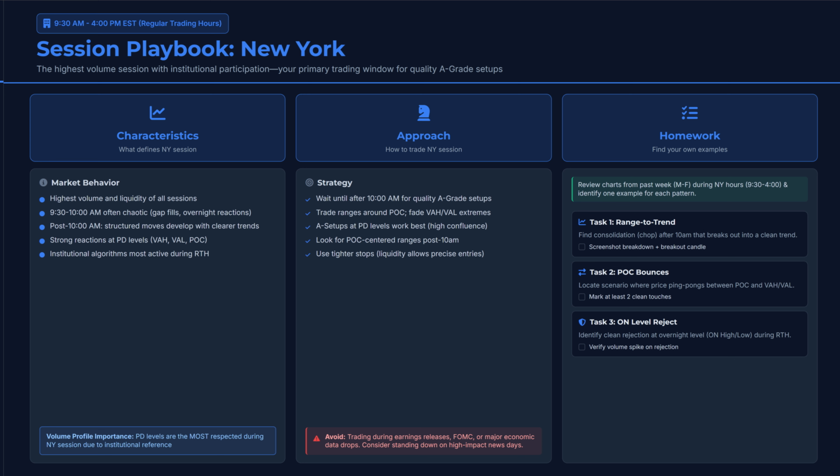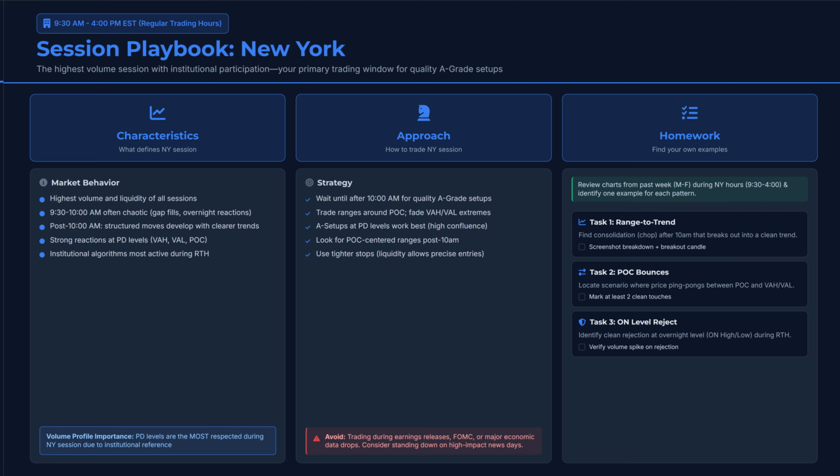This is when clean consolidations followed by breakouts, POC-centered ranges with clear bounces at the VAH and VAL, or decisive trend days where price moves in one direction with pullbacks to key levels appear. The post-10 a.m. window is your golden hour because this is when A-grade setups appear with the highest frequency and the best follow-through.